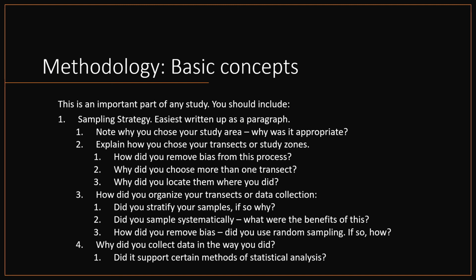You need to communicate, in point 2 I'm referring to now, how did you choose where specifically to put the transects? Or if you chose study zones, where did you put those? How did you remove bias from that process? If you chose an upper course stream in a river, well, how did you choose which upper course stream? Did you just pluck it randomly from a map? Because you're going to have to demonstrate how you removed bias from that process.